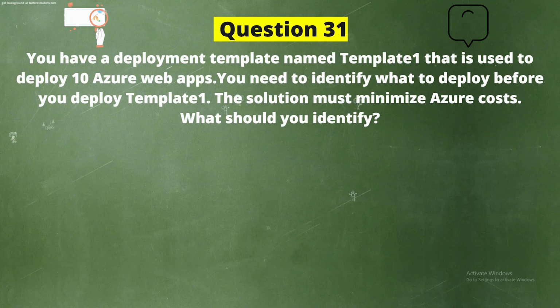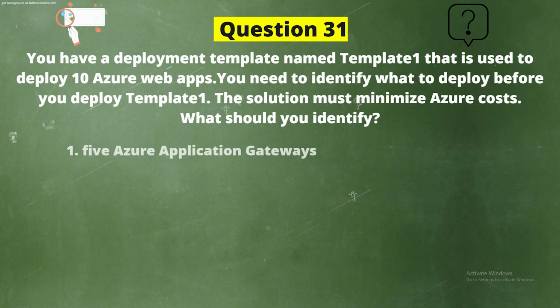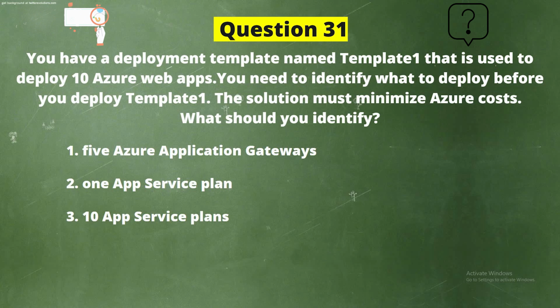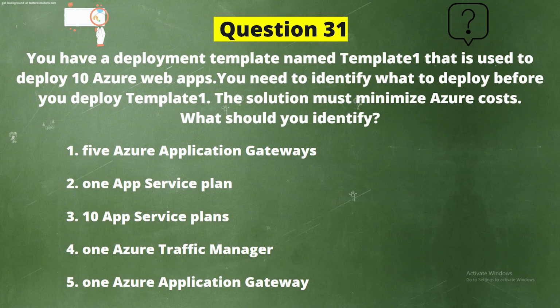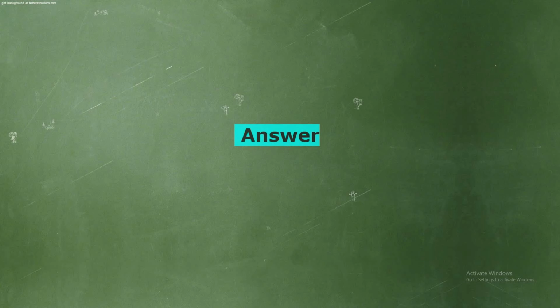You have a deployment template named template 1 that is used to deploy 10 Azure web apps. You need to identify what to deploy before you deploy template 1. The solution must minimize Azure cost. What should you identify? Now, here are the options. Option 1, 5 Azure application gateways. Option 2, 1 app service plan. Option 3, 10 app service plans. Option 4, 1 Azure traffic manager. Option 5, 1 Azure application gateway. And the right answer is option 2, 1 app service plan.